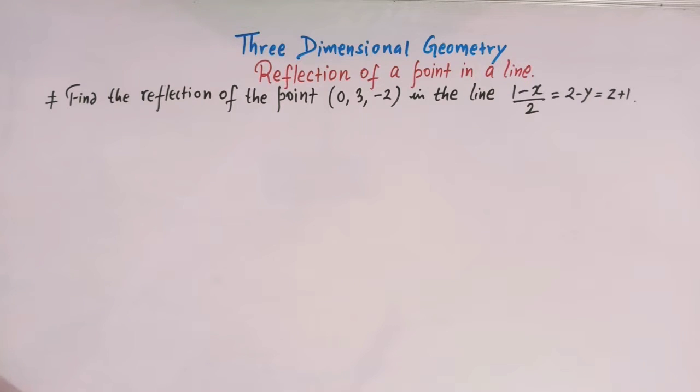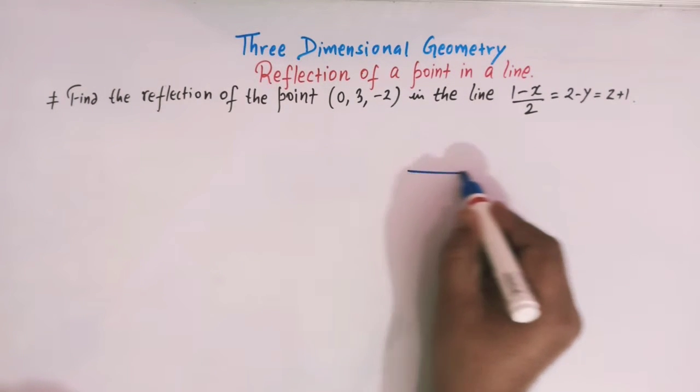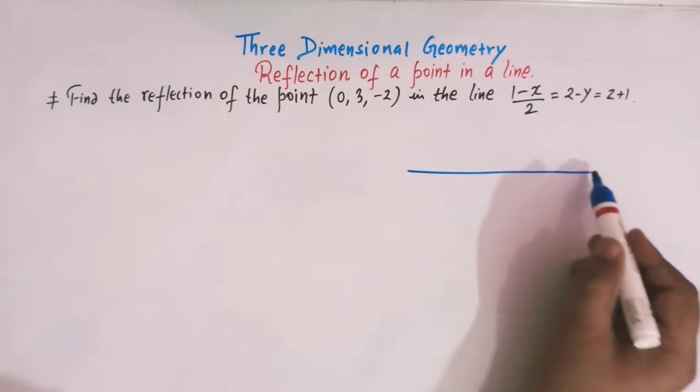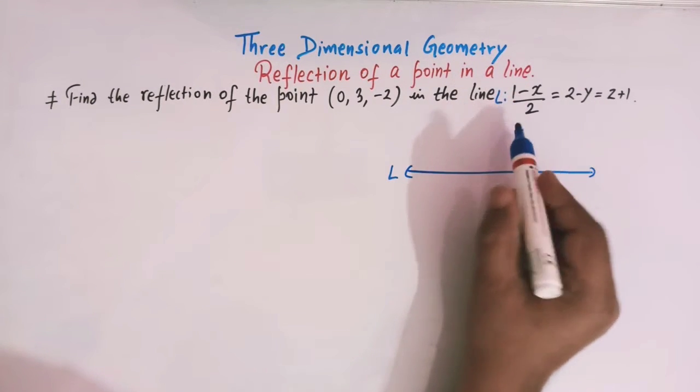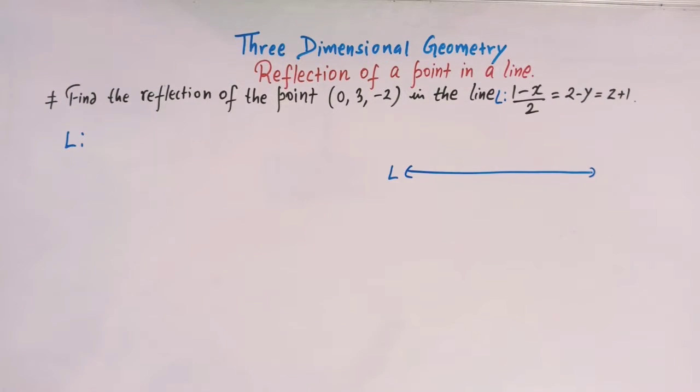Or in other words, we can say that we have to find the image of some given point with respect to a given line, right? So let us start, and let us first have a rough diagram of this situation. So here we have a line. This is the line L. We can denote it by L, and here we can write the equation of the line.